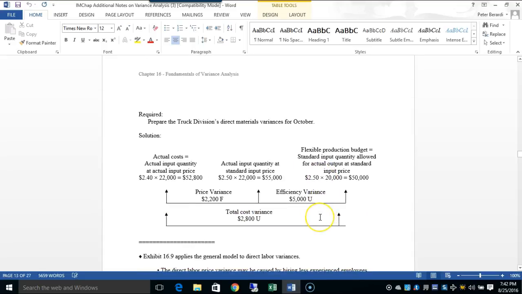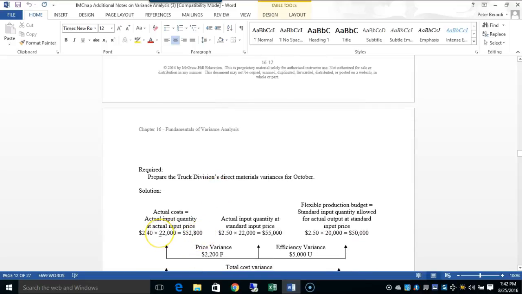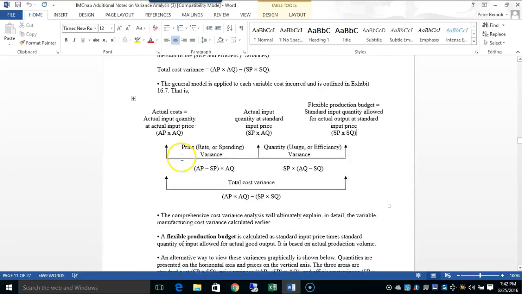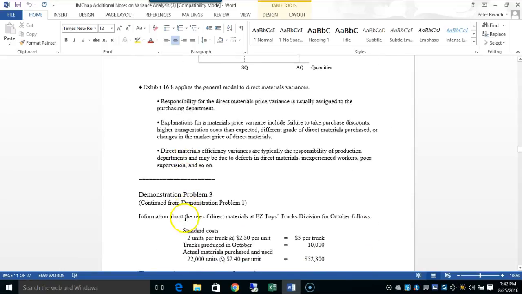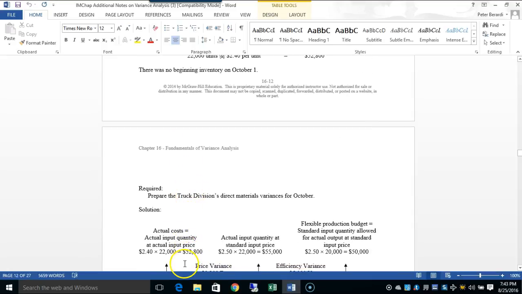So let's look at our calculations here. You're going to have a column that says actual costs. Your actual price is going to be $2.40 per unit. And your actual quantity is 22,000 units, which is given to you. Equals total material cost of $52,800 actual.